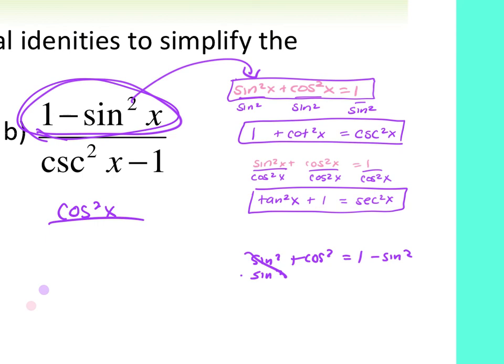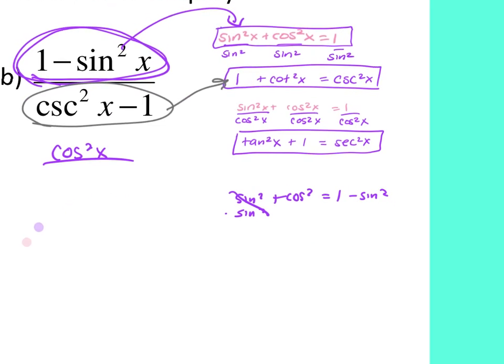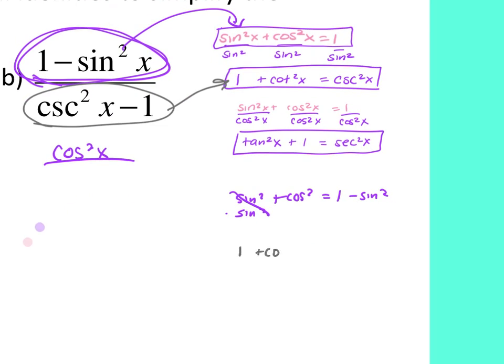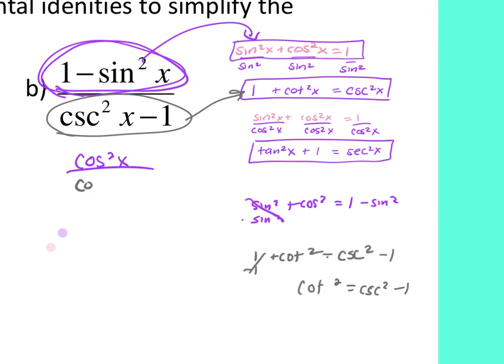Then the bottom one, cosecant minus 1, I look at that second one. So if I want to get 1 plus cotangent squared equals cosecant squared, to where it's cosecant minus 1, I'm going to subtract the 1. And I get cotangent squared equals that. So that gets put over cotangent squared. This is not the only way to do it, by the way, but this is one of the ways to do it. I think it's simplest.